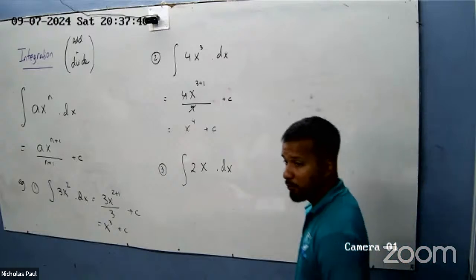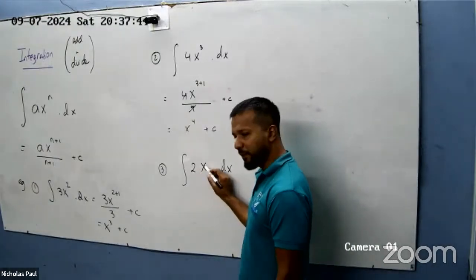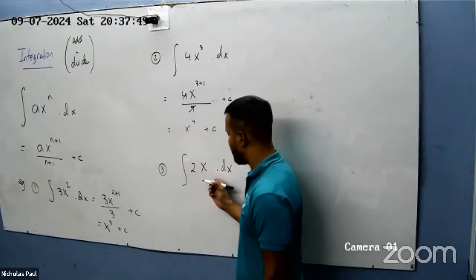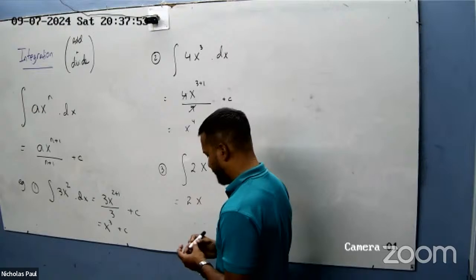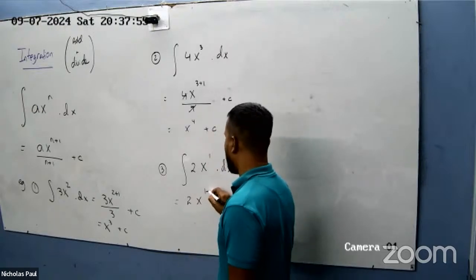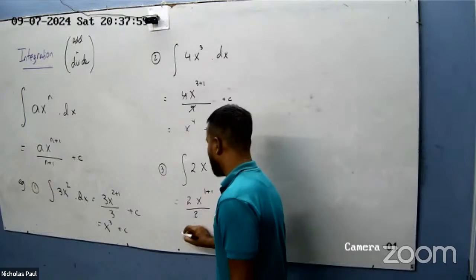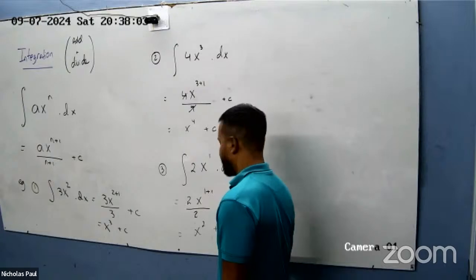Ready? Did you get this one? Right? What does 2x mean? x to what power? x to the power of 1. Nice. So this will be 2x to the power of 1 plus 1 all over 2 plus c. The 2 will cancel and you'll get x squared plus c.